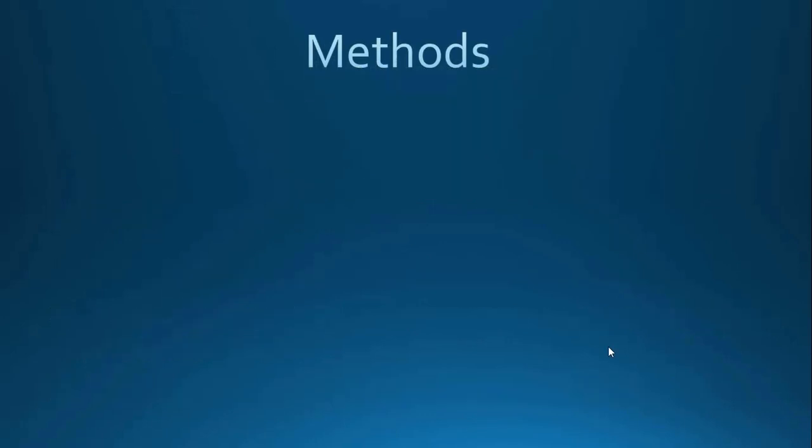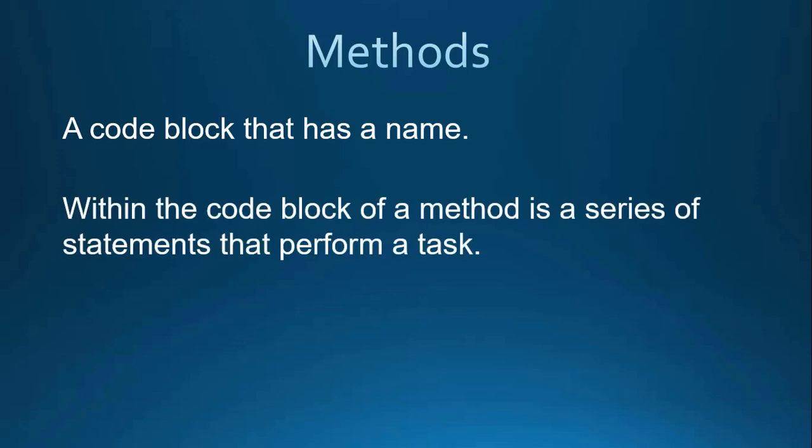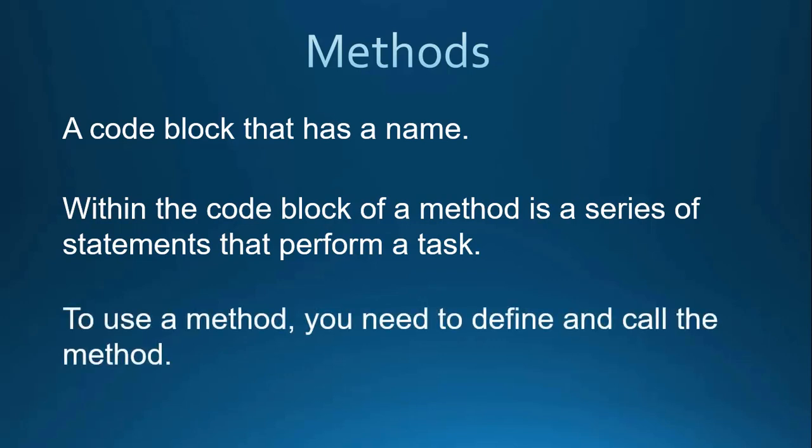Before we get into our coding exercise, I want to talk to you about methods. A method is a code block that has a name. An example of a method is when we first create a project and our screen displays static void Main. Main is the name of the method. Within the code block of a method is a series of statements that perform a task. To use a method, you need to define and call the method.